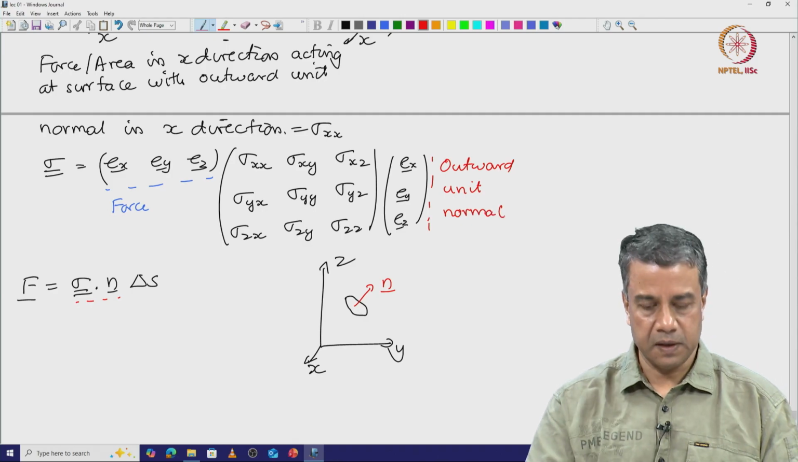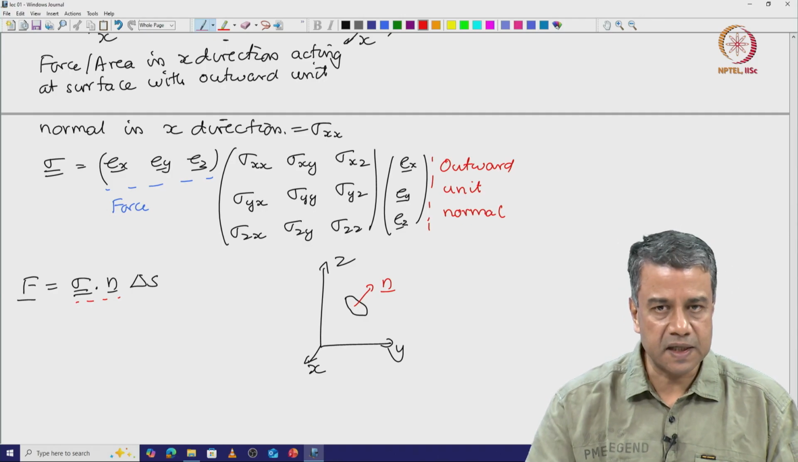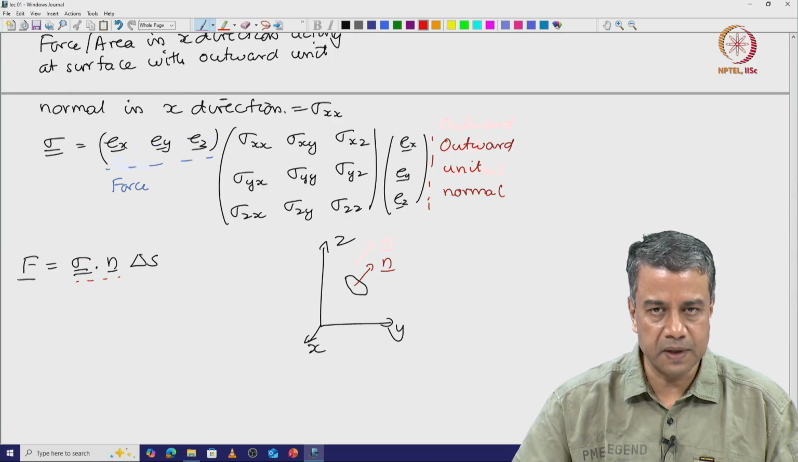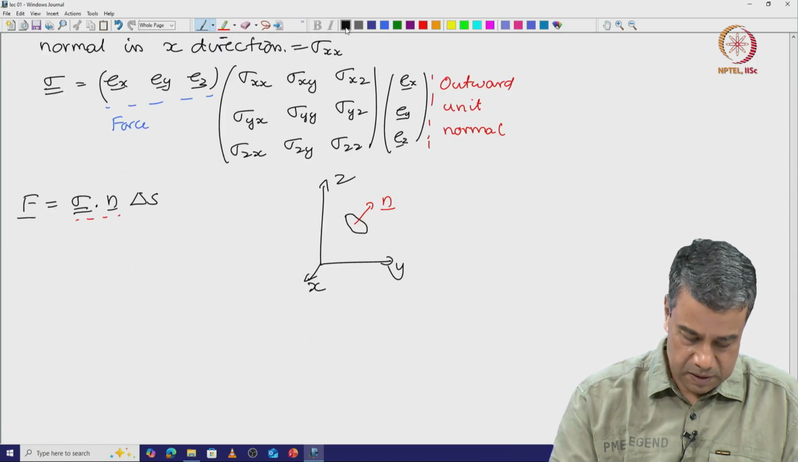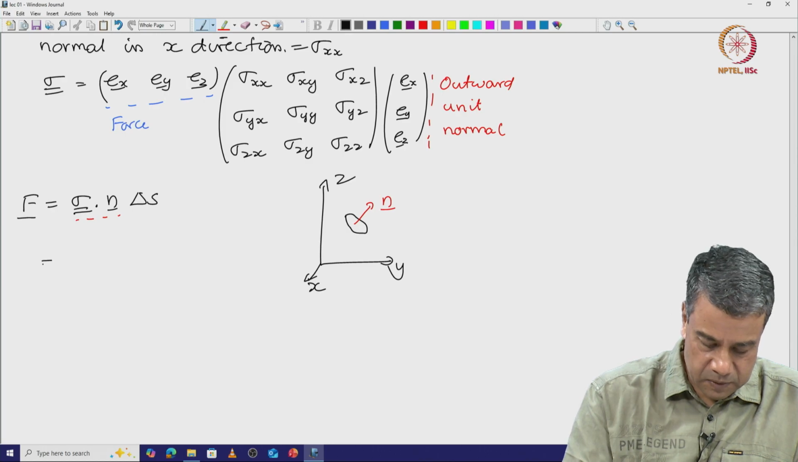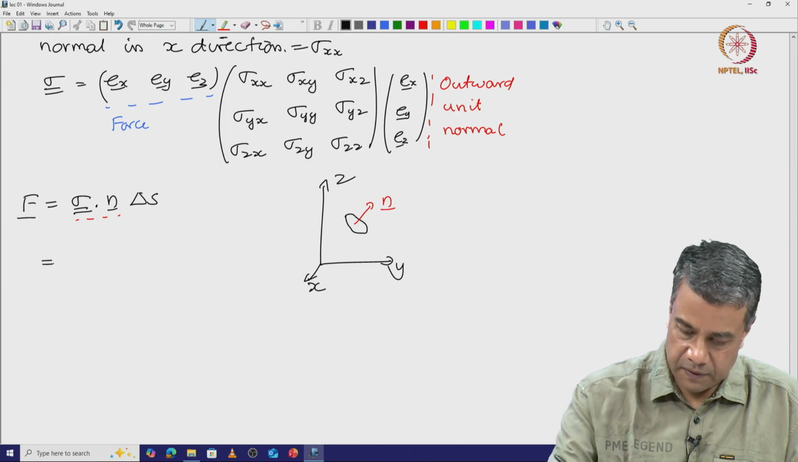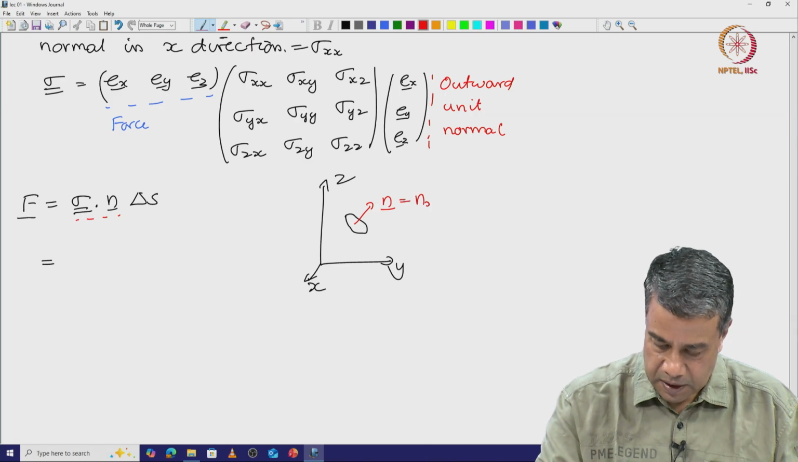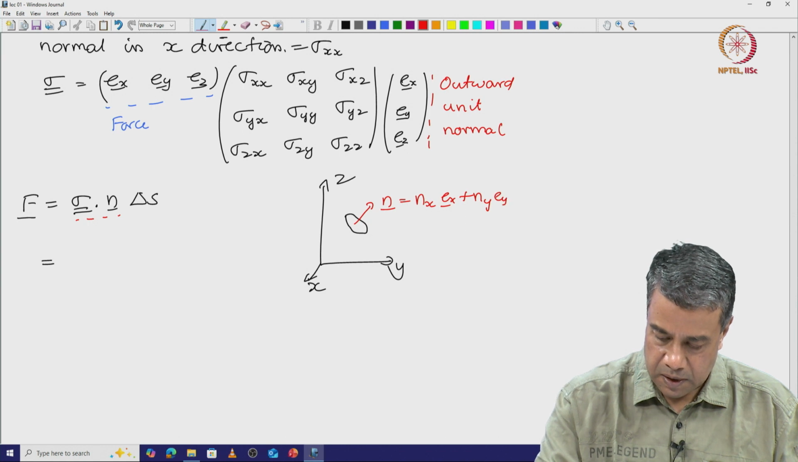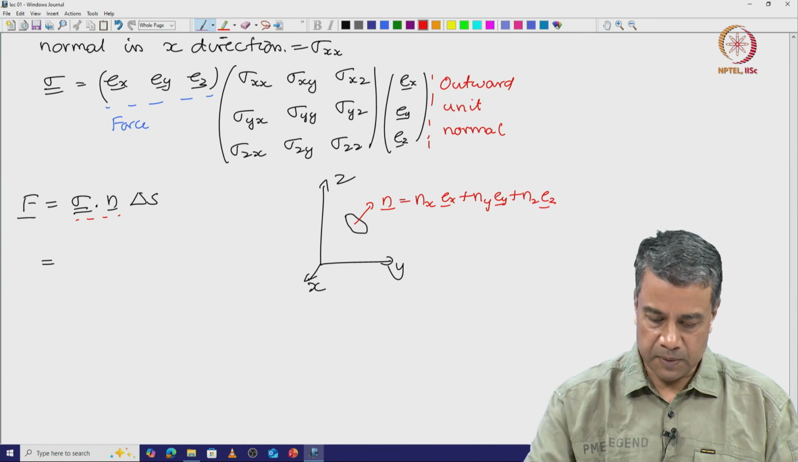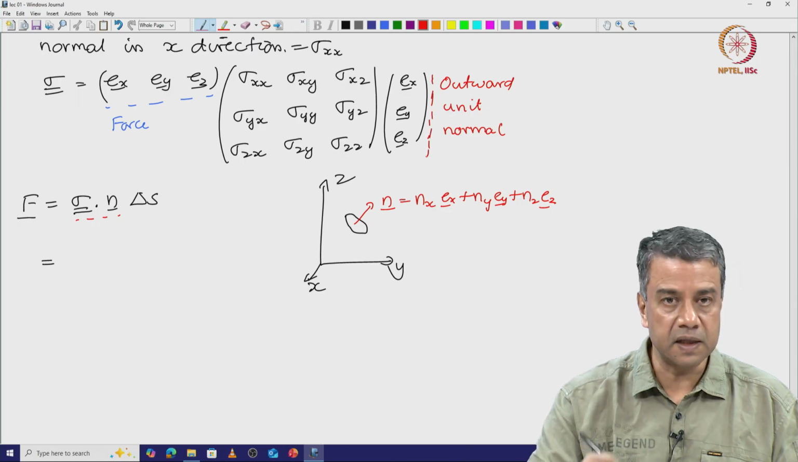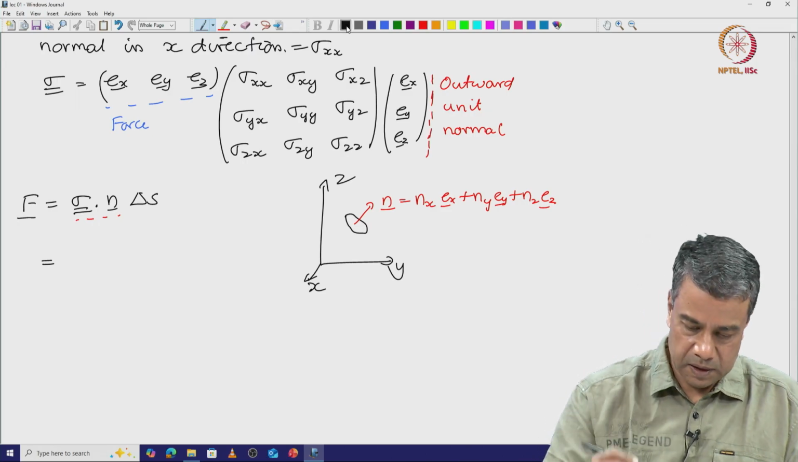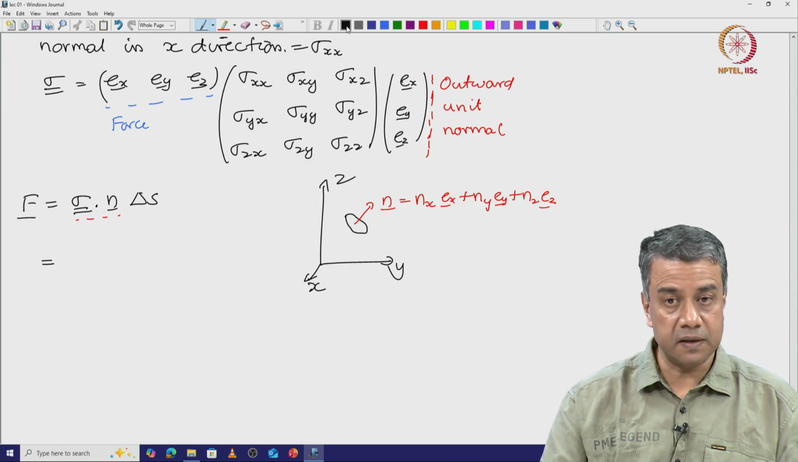Okay. So, if I dot the second index with the unit normal, I will get the force exerted. Therefore, if I have the unit normal as Nx Ex plus Ny Ey plus Nz Ez, then what I am doing is dotting the second index here with the unit normal, and once I do that I will get a vector.